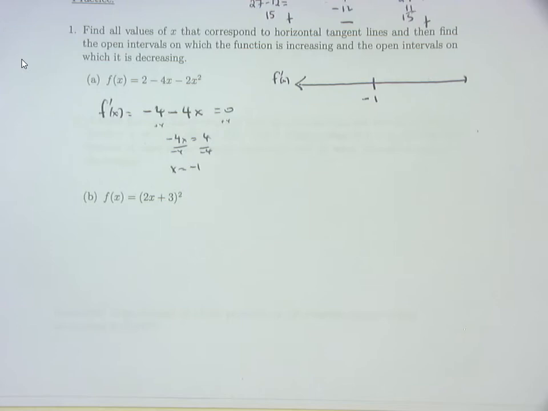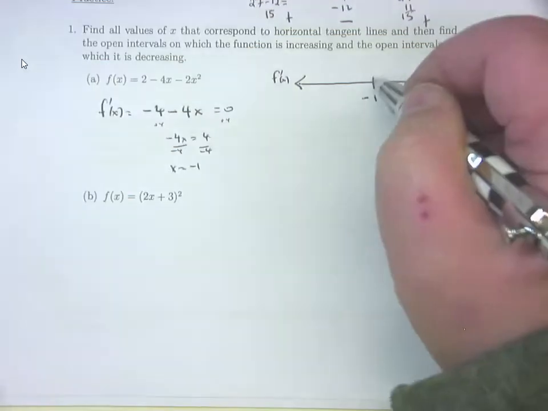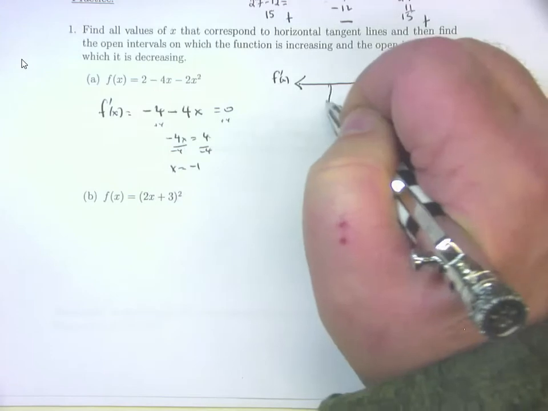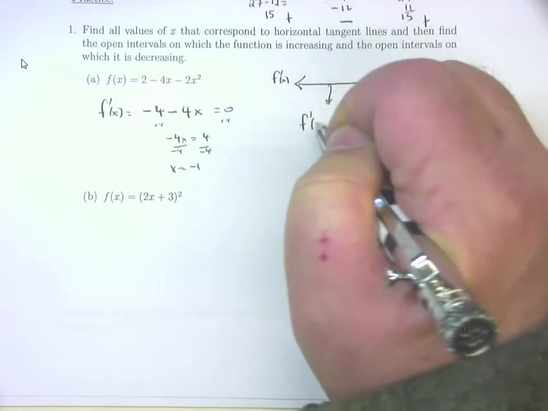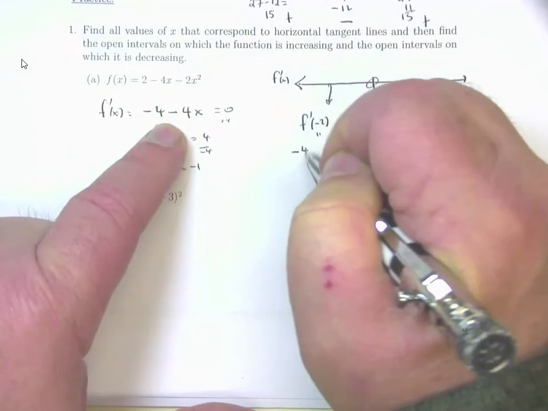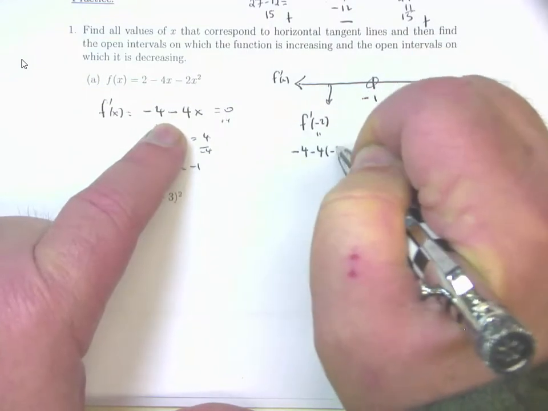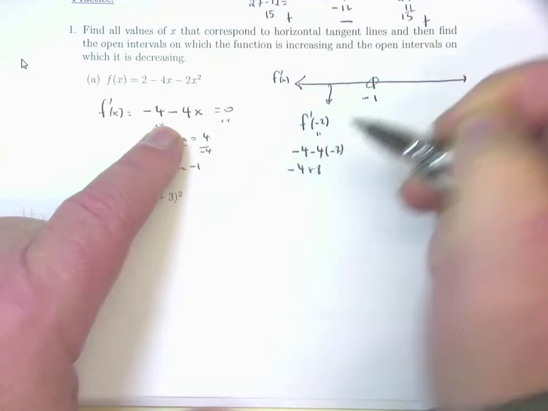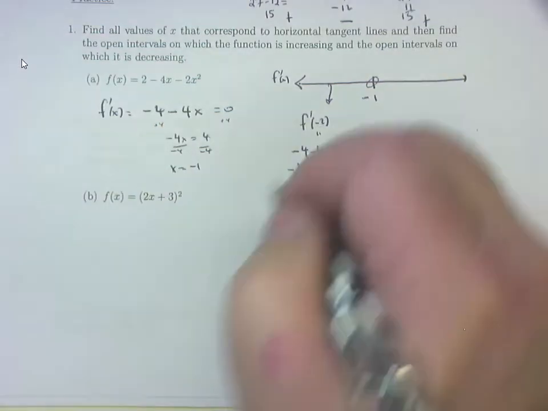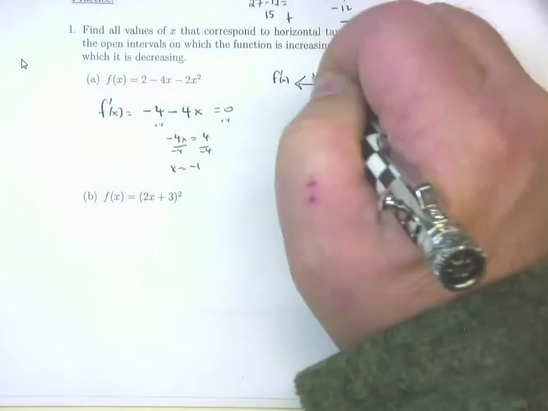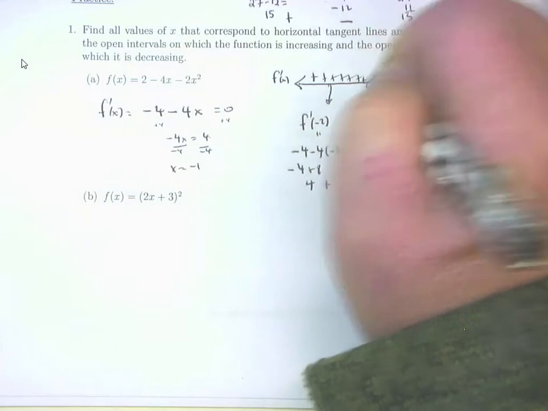So I put my number on there, and then I'm going to pick some test values. Pick a number less than negative 1. I choose negative 2. I'm going to take f prime of negative 2. So I'm going to plug it in my derivative, negative 4 minus 4 times negative 2. Negative 4. Negative 4 times a negative 2 is a plus 8. Negative 4 plus 8 is positive 4. Don't care what the number is, it's positive. So everybody in that interval is going to be positive.